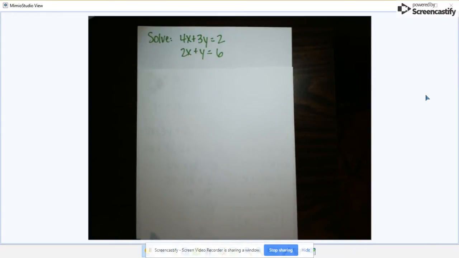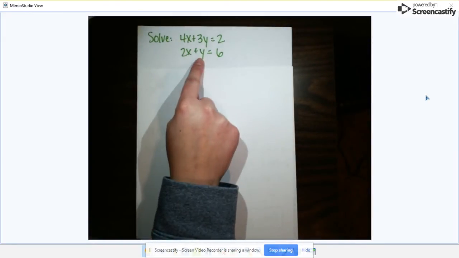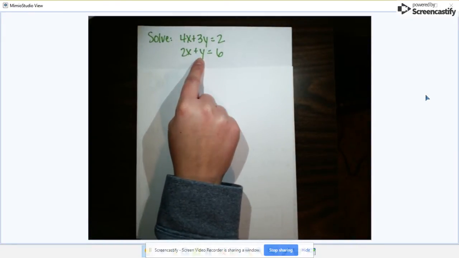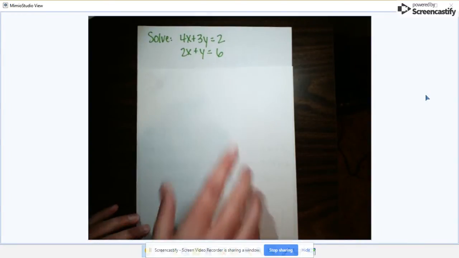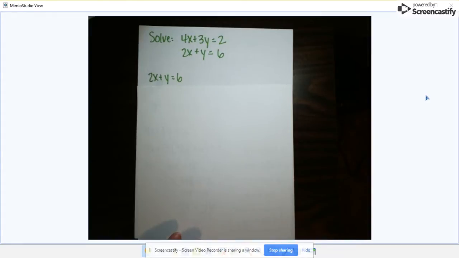So step 1 said to take one of my equations and solve for a variable. At this point, you have 4 different routes you can take, but I always try to look for the easiest route. So our easiest route in this case would be to solve the second equation for y, because there's no coefficient in front. Okay, so I take 2x plus y equals 6, and I'm going to solve for y. So I subtract 2x, giving me y equals negative 2x plus 6.